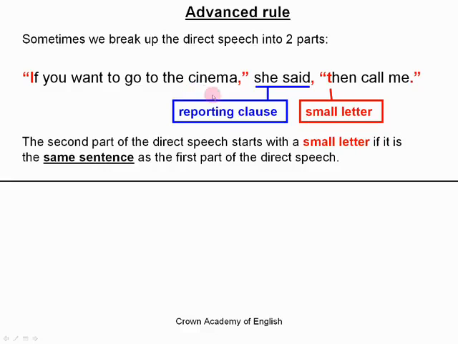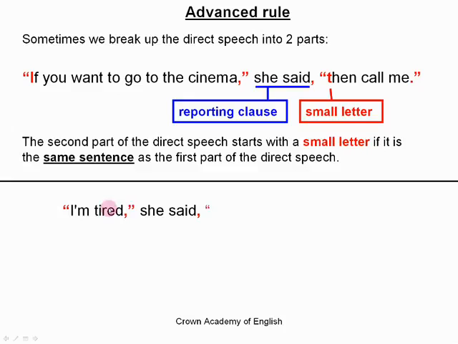Okay, and as before, don't forget there is a comma here and there is a comma here. Okay, at the end of the reporting clause. And a full stop here. So this is an exception.